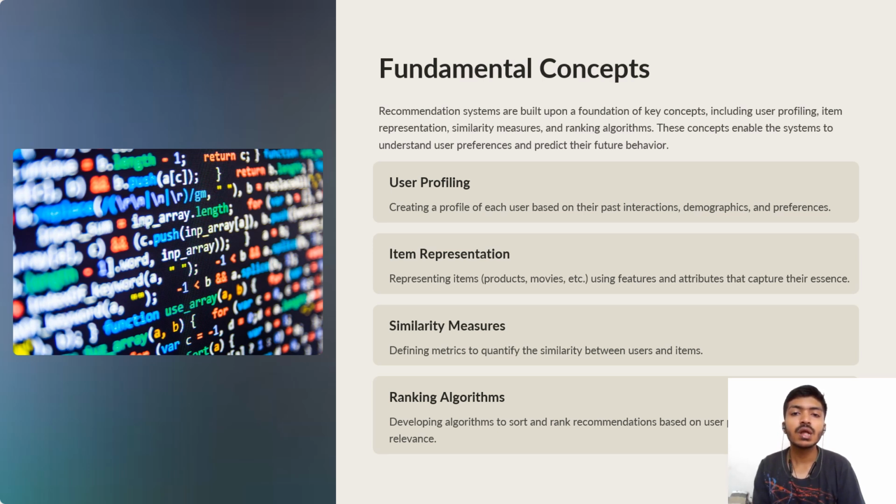Then the fourth one is ranking algorithms. Ranking algorithms determine the order in which recommended items are presented to the user based on relevance and predicted interest. These components include relevance scores or sorting mechanisms, and the common algorithms are collaborative filtering, content-based filtering, and hybrid approaches. These are the fundamental concepts that work together to form the backbone of recommendation systems.